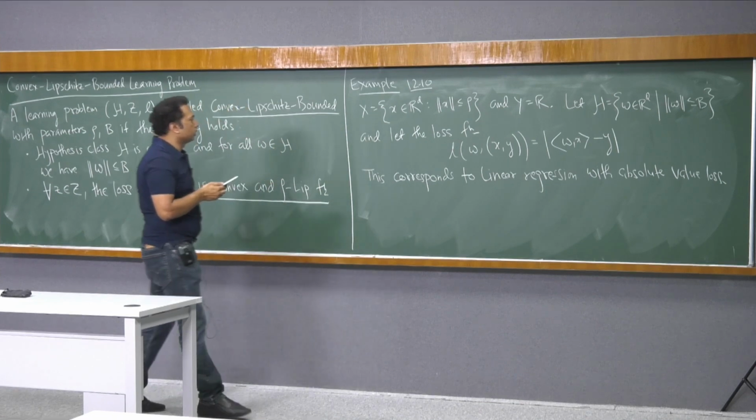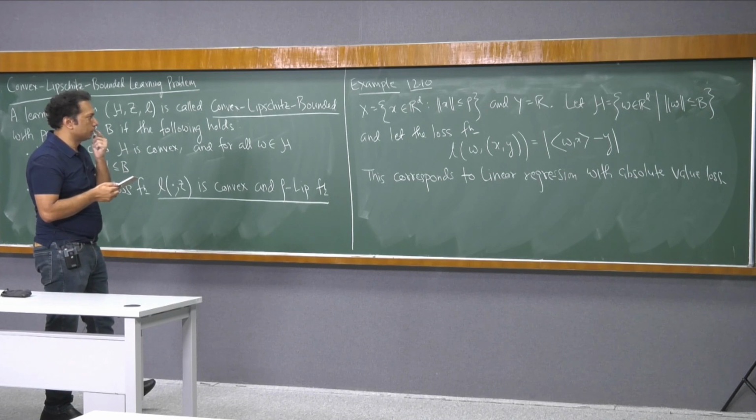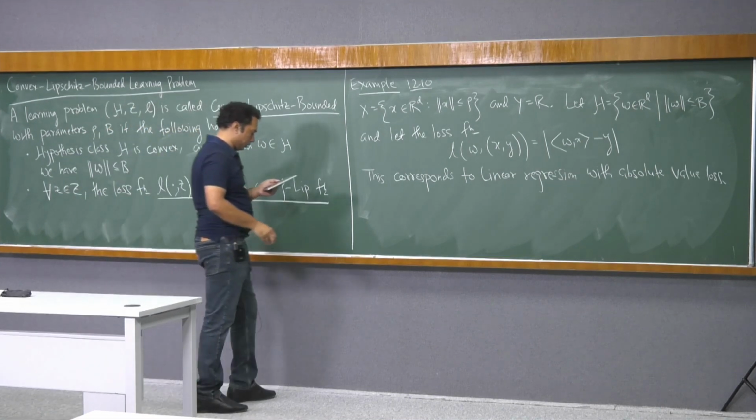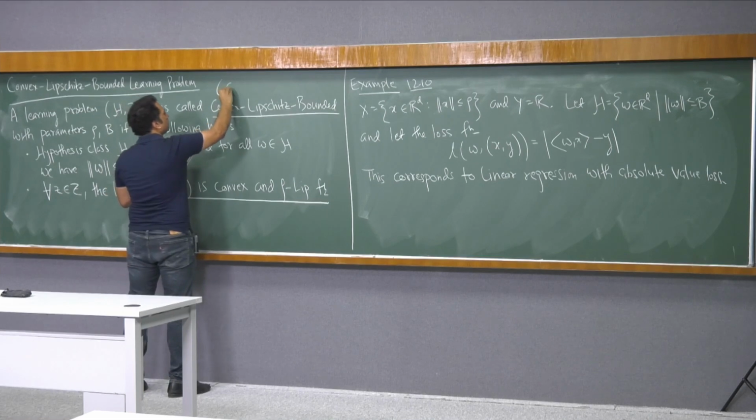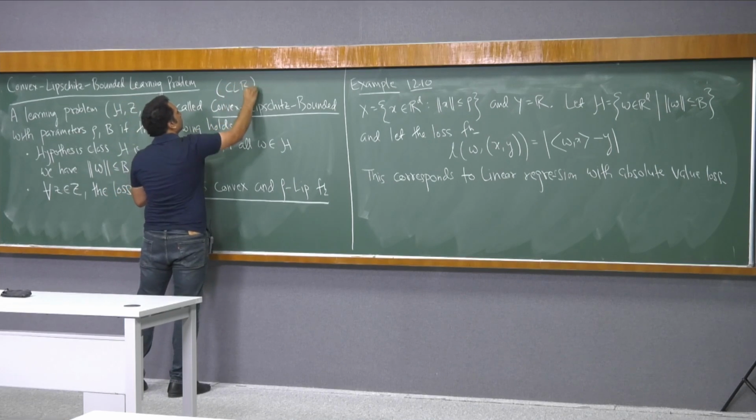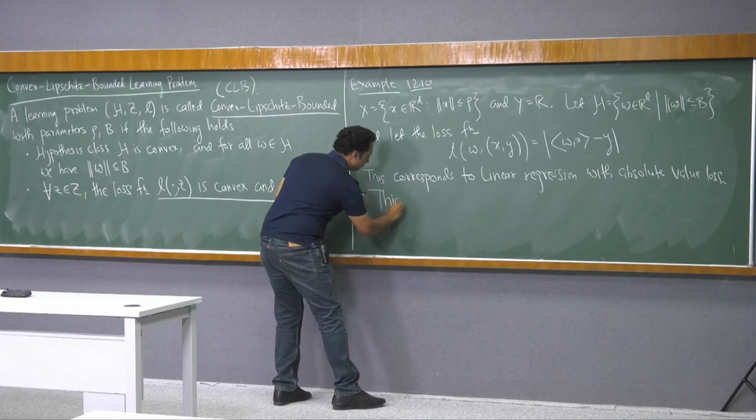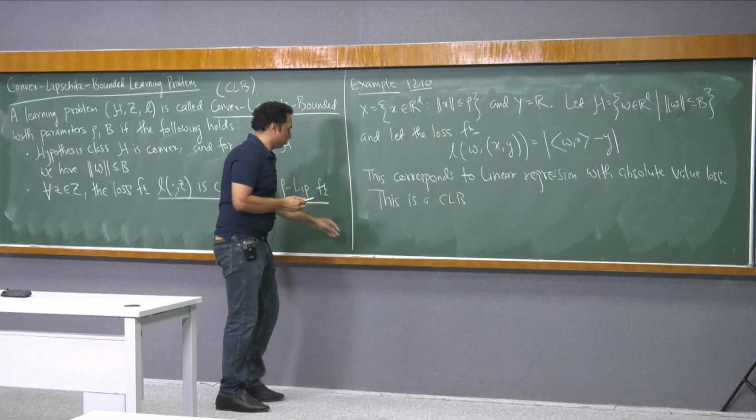W is bounded, and l is convex. It's the absolute value function as a function of w, and that's it. So now we can claim that this is convex. We can use a shorthand notation so that we don't have to write it out, let us say CLB, Convex-Lipschitz-Bounded. Okay, so this is a CLB.